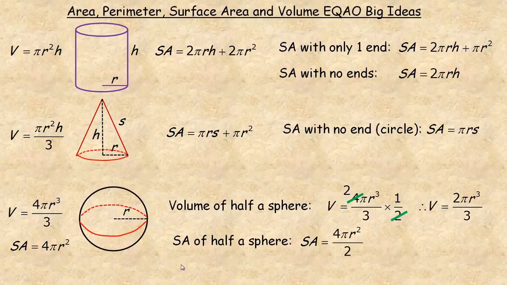Same idea with the surface area. If we only had half a sphere and we don't want the area of the circle on the bottom, like if you cut this in two and we just want the surface area, the part on the outside, then take this and divide it by 2. And of course the 2 goes into the 4 twice, and so we would get 2 pi r squared. So that would be the outside surface area of half of the sphere.